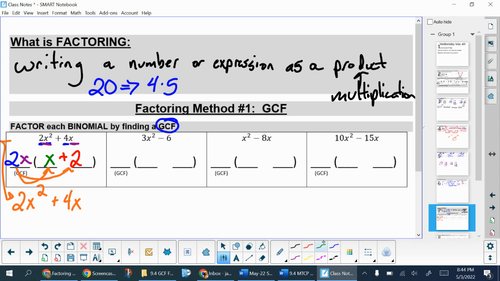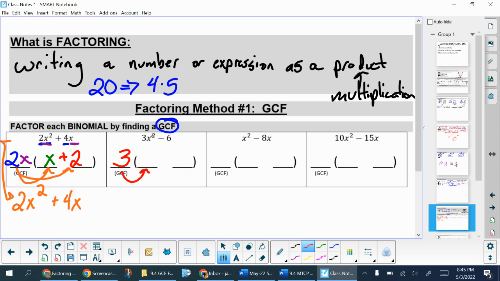Okay, next up, at this one, I'm going to start with my numbers. I've got 3, I've got 6. Looking at your factor chart, what's the biggest thing that goes into both 3 and 6? Well, it is 3. Now, one thing you might notice here is this one has an x term, but this one doesn't have an x term. So there is no variable in common between the two of those. So I don't have a variable in my GCF. That's fine.